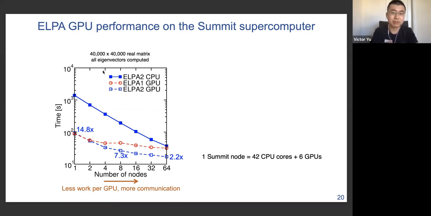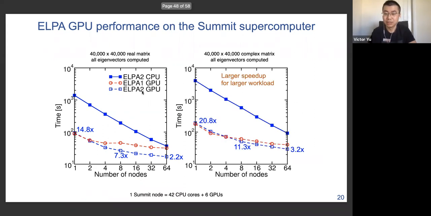And on one node for a 40K by 40K real matrix, we get a speed up of almost 15-fold. And the speed up becomes smaller when we increase the number of nodes, which is because there is less work per GPU card and more communication going around between the large number of GPUs. So this is the behavior to be expected for ELPA and also for FHI-aims as a whole.